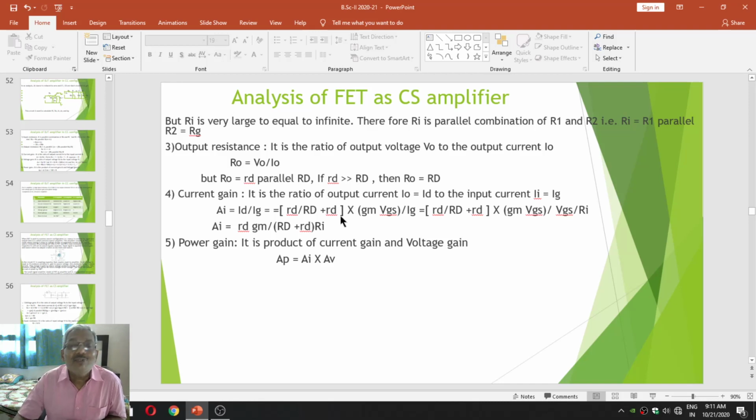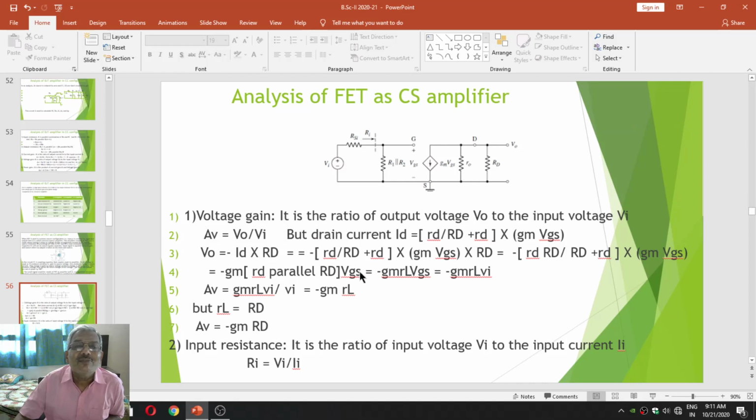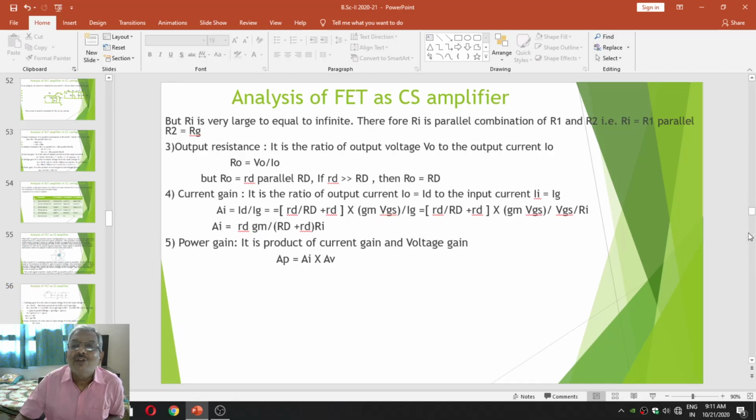Now we have along with us the voltage gain and the current gain. So the last factor we are going to calculate is the power gain. By definition, power gain is the product of current gain and voltage gain. So Ap is equal to Ai into Av. Ai is capital RD into Gm upon capital RD plus small rd into Ri, whereas voltage gain is minus Gm into RD. So this product is going to represent the power gain of FET as a common source amplifier.